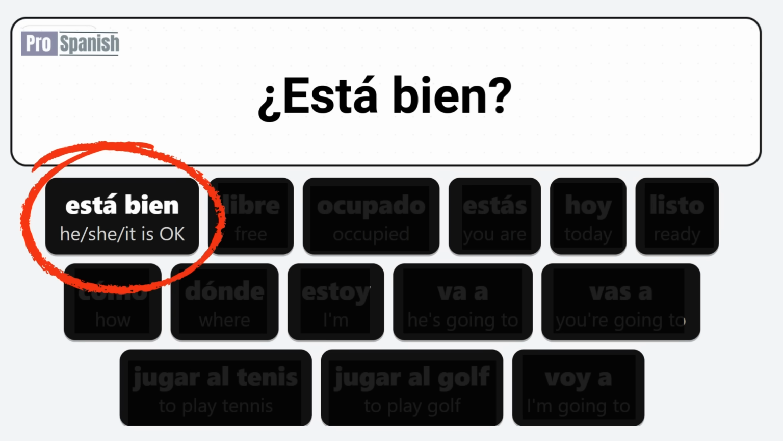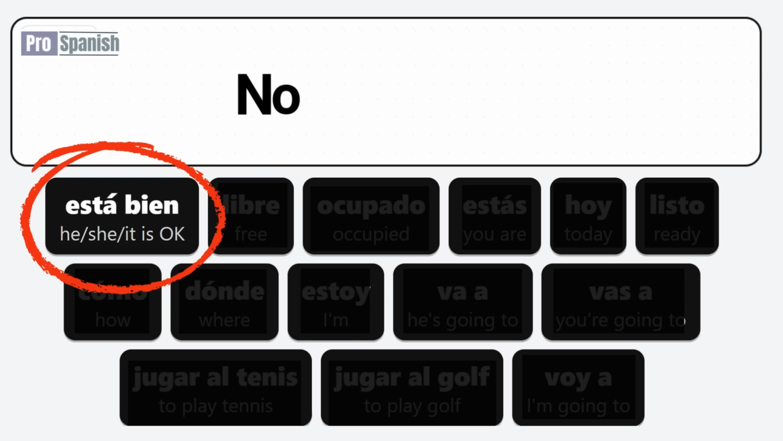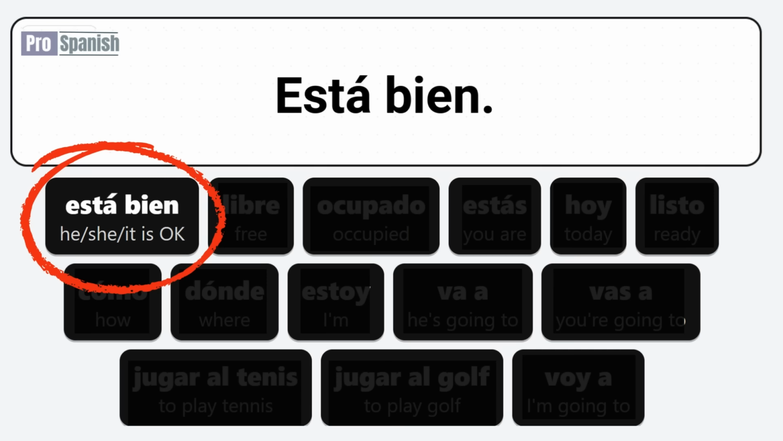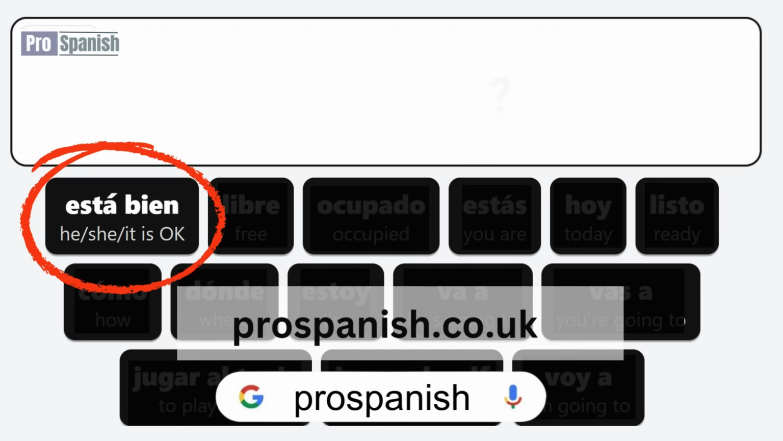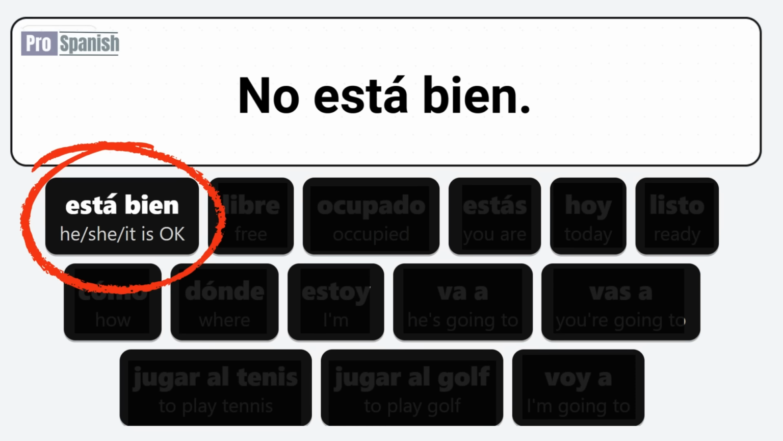What would it mean if I said, no está bien? No está bien. Yeah, it's not okay, or she's not okay, or he's not okay. And depending on the situation, we might say she's not well. So we've got está bien, and we have the question, ¿está bien? So is she, he, it okay? And the negative, no está bien. It's not okay, she's not okay, he's not okay.